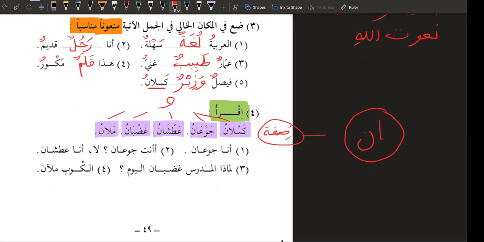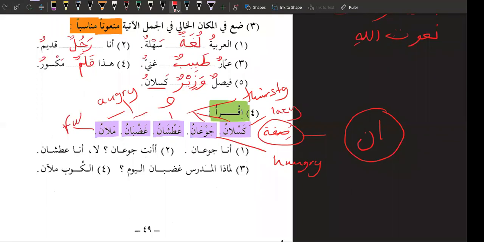So kaslan means lazy, ju'an, hungry, 'atshan, thirsty, ghadban, angry, mal'an, full. See, they are all descriptions, and they all end with alif and noon.